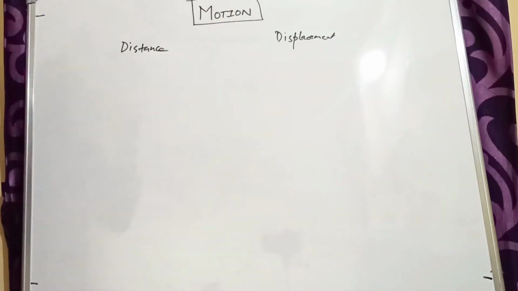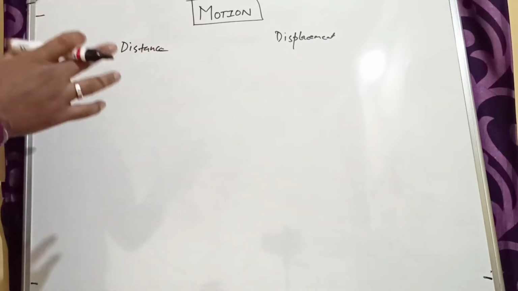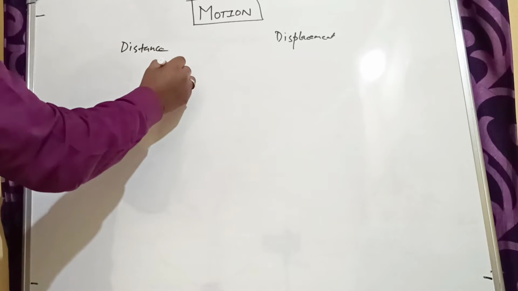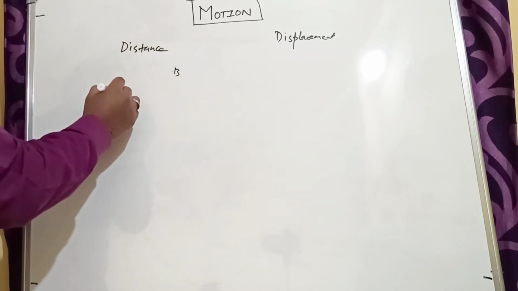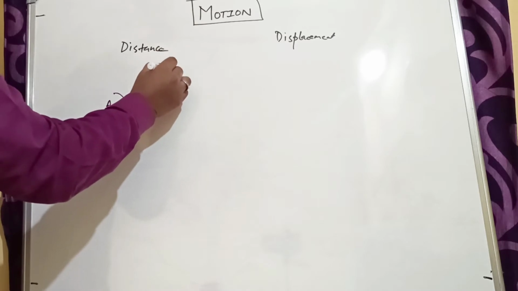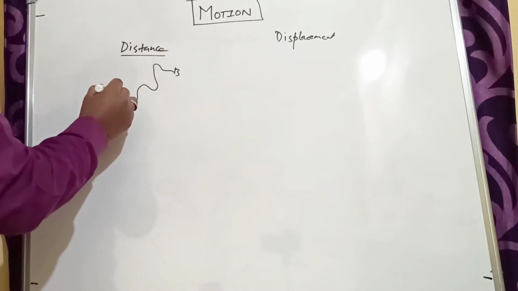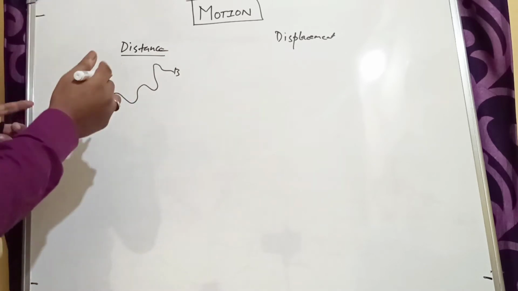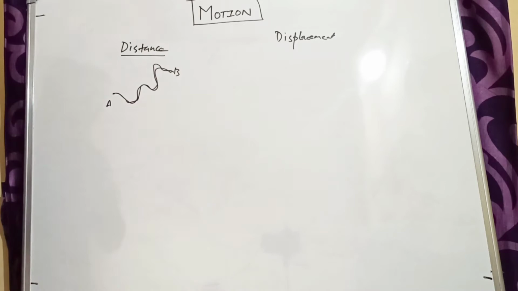Let me give you a short recap. Distance means the actual length of the path. For example, this is point B and this is point A, and our object is traveling like this from A to B. So distance will be the total length or the actual length of this path. This is your distance.